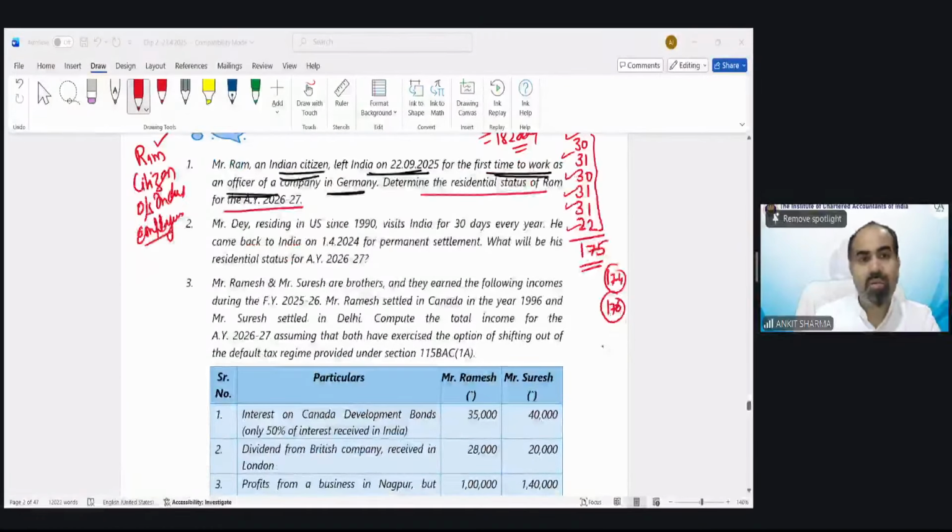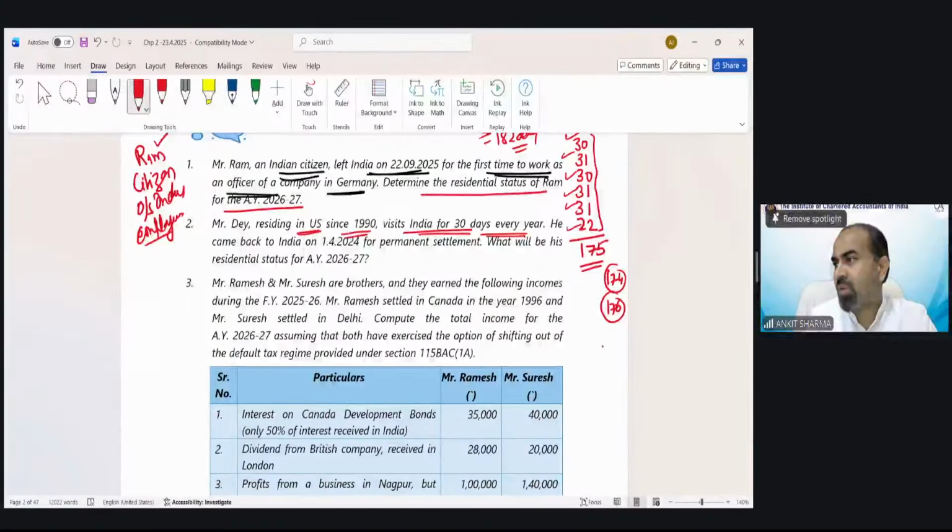Now second: Mr. X residing in USA since 1990, visits India for 30 days every year. This is the kind of question we have solved. What Mr. Balamurgan asked is exactly the question we have solved today. There were 50 days in place of 30; everything else is the same. So we have already solved this kind of question. The answer would remain the same. He would be a resident and not ordinary resident in question number 2. So I am not going to solve it again. Now question number 3 we have to discuss.